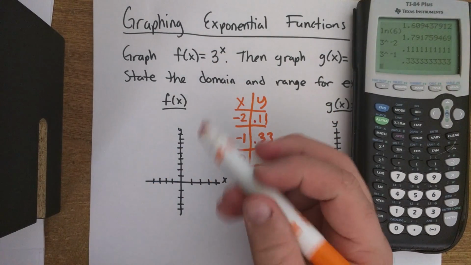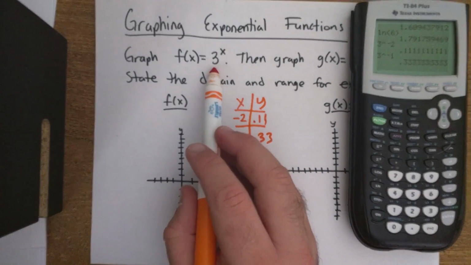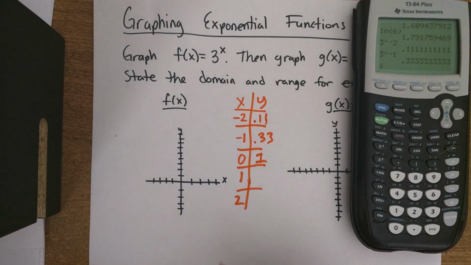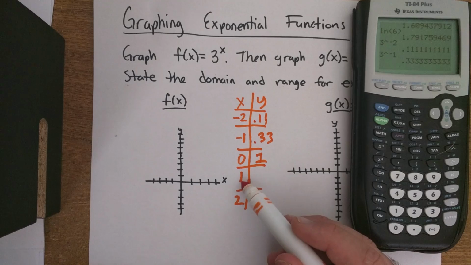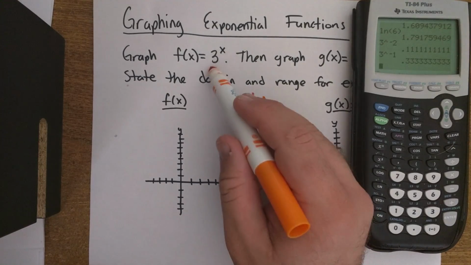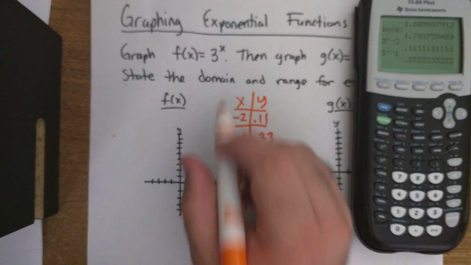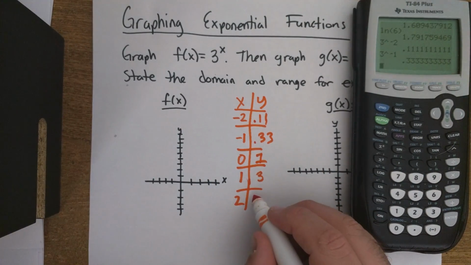If I plug 0 in, let's think about this. Let's use our brains. 3 to the power of 0. Well, anything to the power of 0 is 1. In fact, we don't need a calculator for the rest of this. Watch. Plug 1 in. What's 3 to the power of 1? It's 3. Plug 2 in. What's 3 to the power of 2? That's 3 times 3. That's 9.